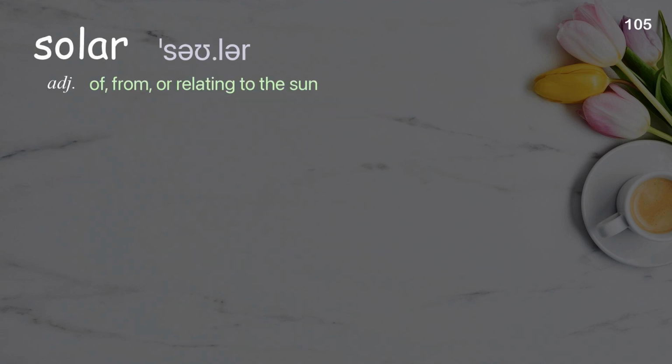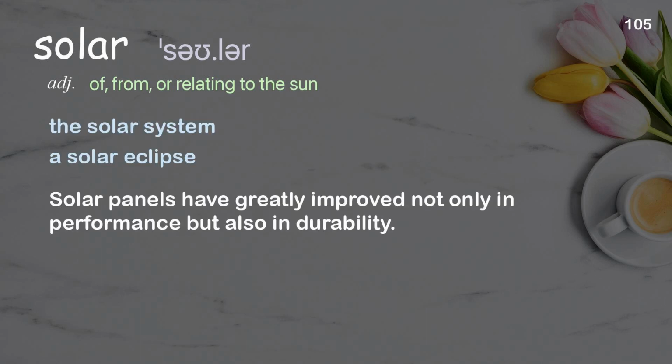Solar. Of, from, or relating to the sun. Examples: The solar system. A solar eclipse. Solar panels have greatly improved not only in performance, but also in durability.